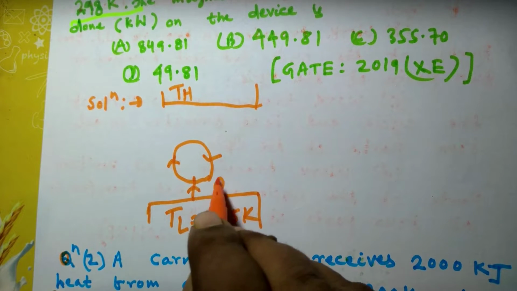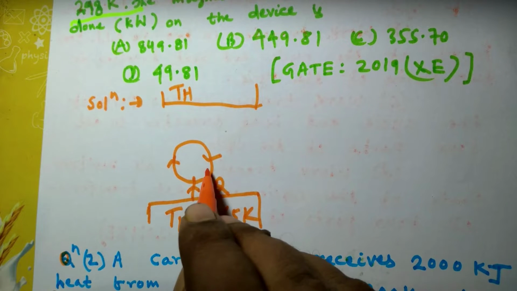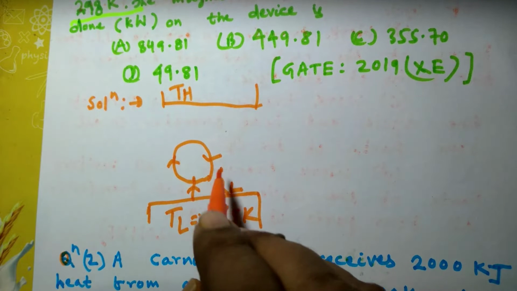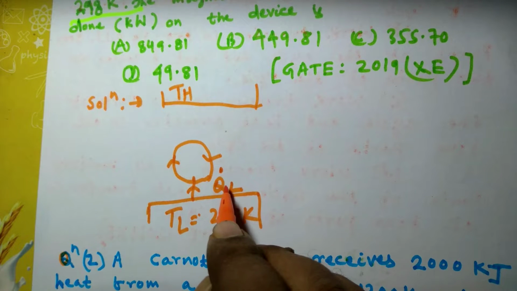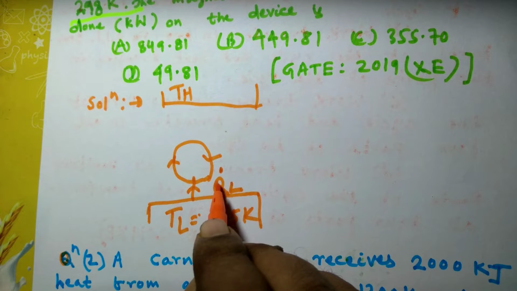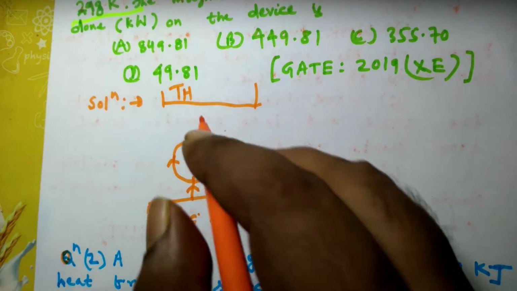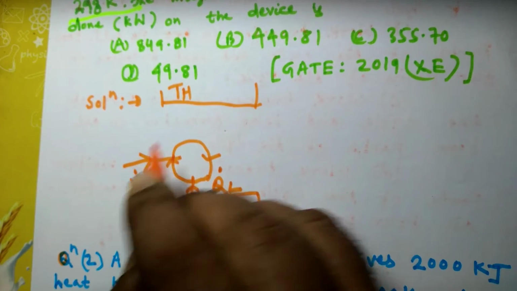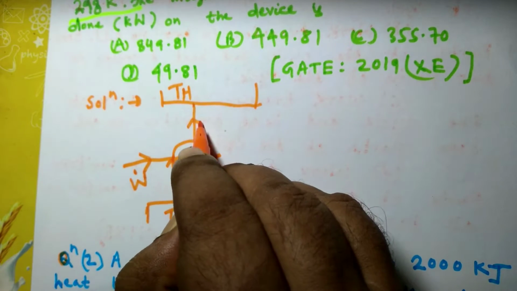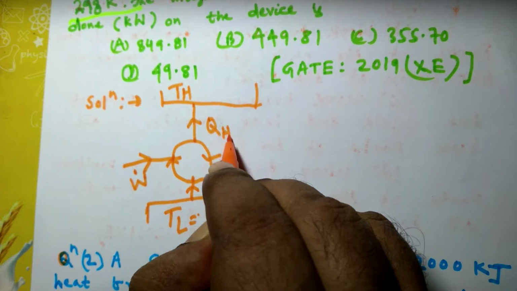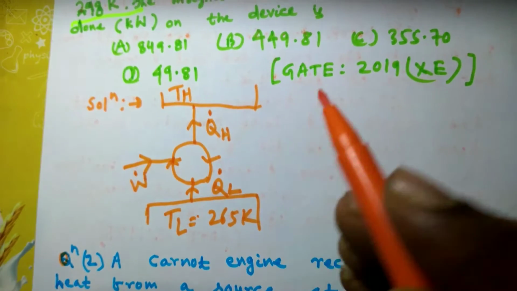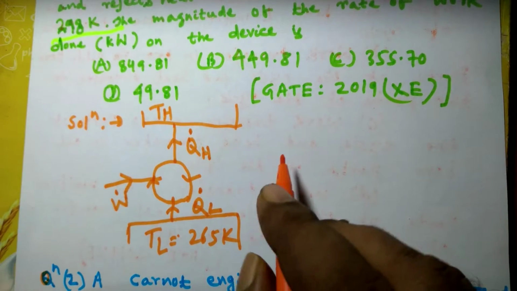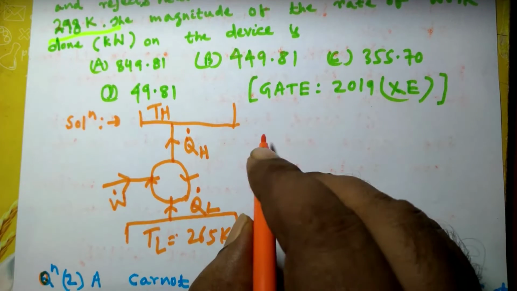Suppose this heat transfer from low temperature to this device is Q dot L. That means this device absorbs this amount of heat. Rate of heat that is absorbed by this cyclic device Q dot L, and suppose work is input to this device, that is W dot, and this is the rate of heat that is transferred to the high temperature reservoir. So magnitude of rate of work done on the device is to be calculated.